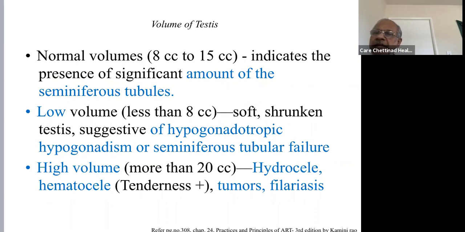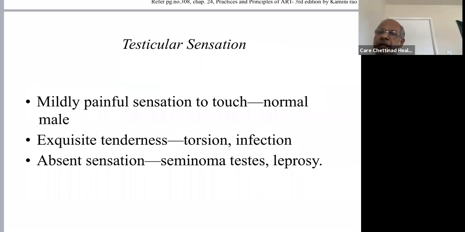A low volume indicates hypogonadism or seminiferous tubular failure. A high volume indicates hydrocele, hematocele, tumors, or filariasis. Also look for testicular sensation. A mildly painful sensation to touch is normal. Most men are very sensitive to testicular sensation, so do not squeeze the testes. An exquisite tenderness indicates torsion or infection. An absent sensation indicates either a seminoma testis or leprosy.